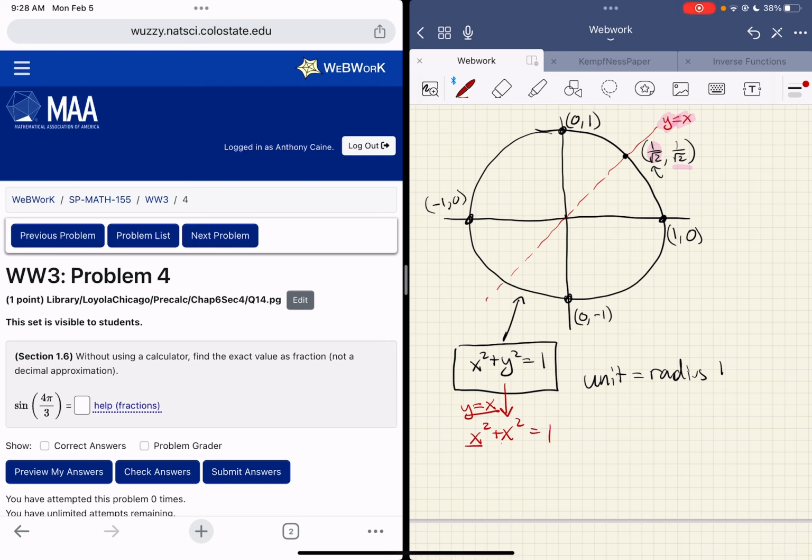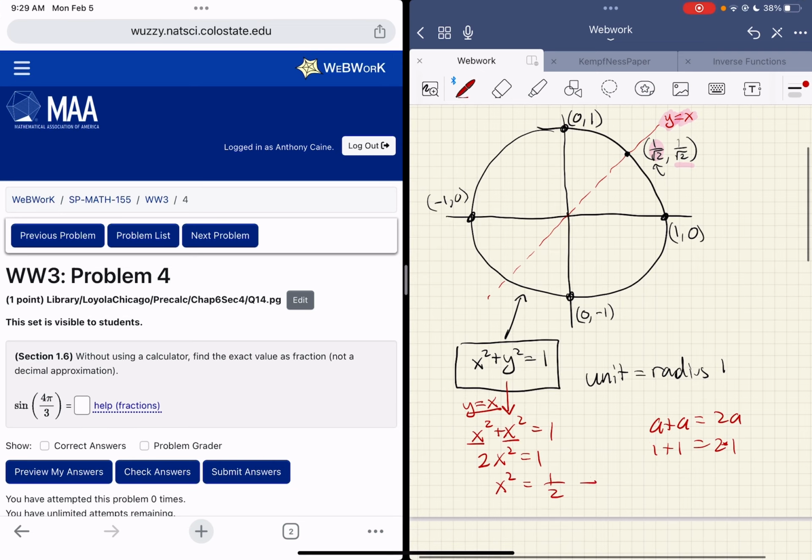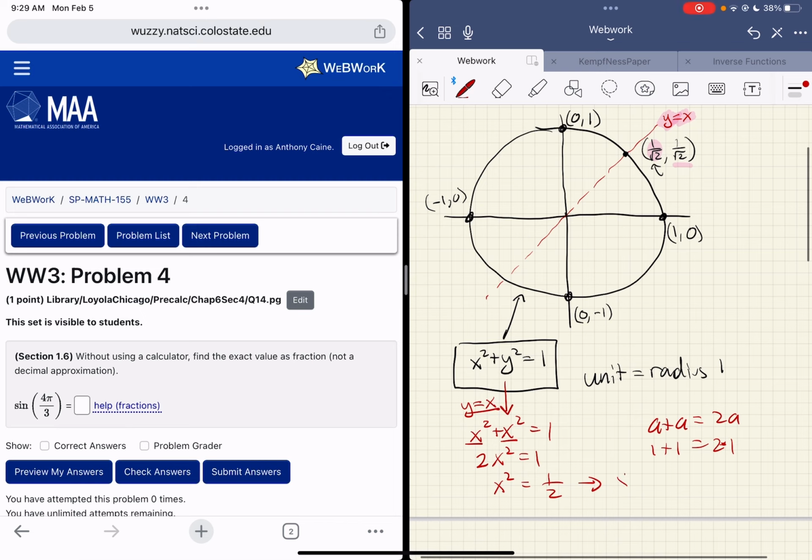And famously, if you take something and add it to itself, like say a plus a or 1 plus 1, you get 2 copies of that thing. So this is 2 copies of x squared, and that's going to equal 1. So now I divide the 2 over, and now x is either the positive square root of 1/2, which is the same as 1 over root 2. You can take the square root of the top and the square root of the bottom. Or it's the negative square root of 1/2, which is negative 1 over root 2.